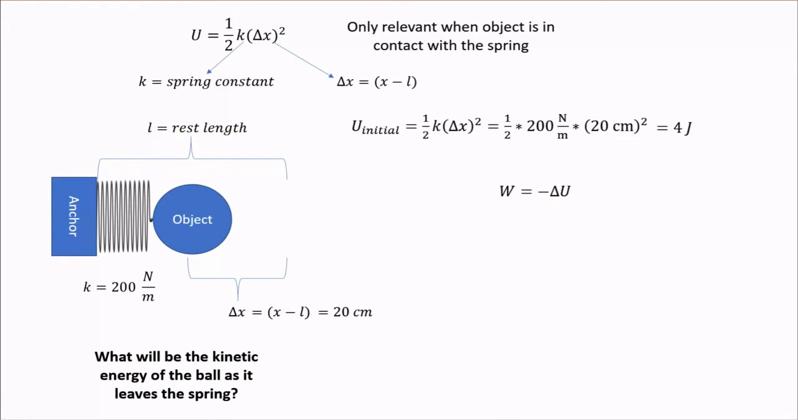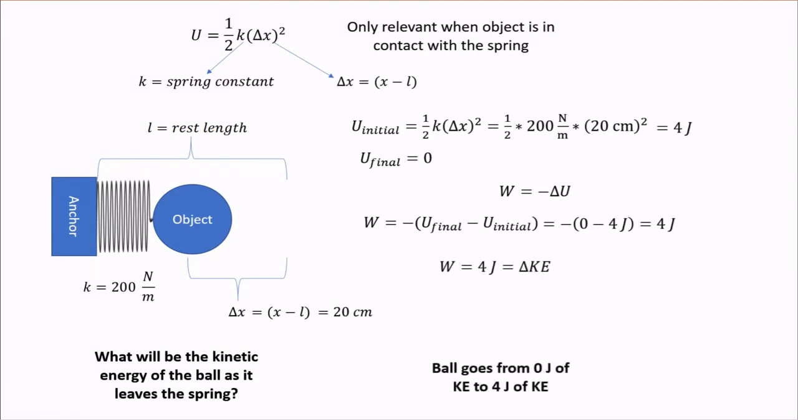Once the ball leaves the spring, the potential energy is 0. So if we plug things into this formula here, we will get 4 joules. This work done by the spring equals the difference in kinetic energy of the ball. So the ball goes from 0 joules of kinetic to 4 joules of kinetic. So 4 joules is the answer. And that is really all there is to know about spring potential energy.